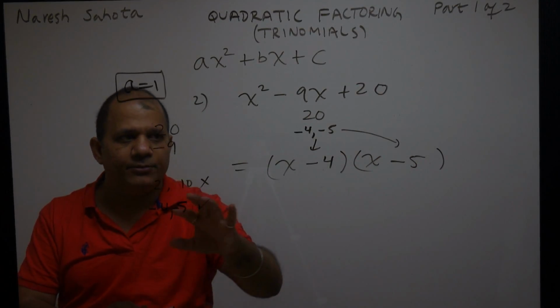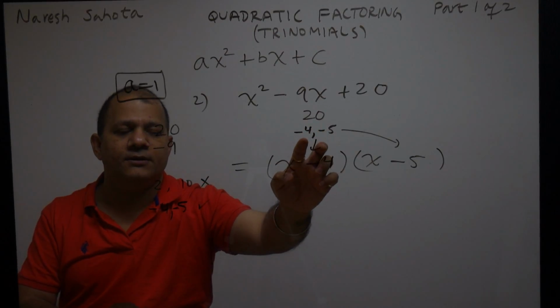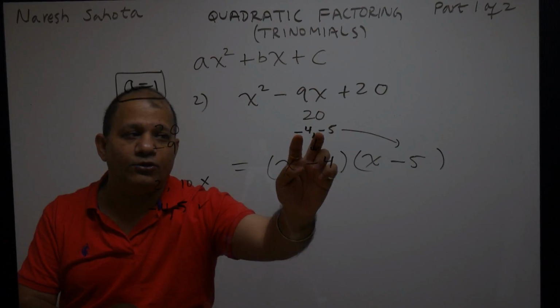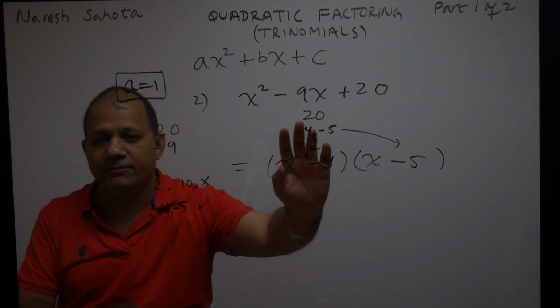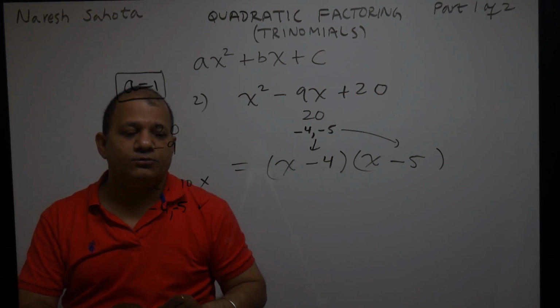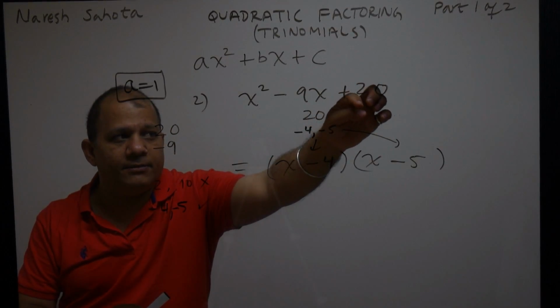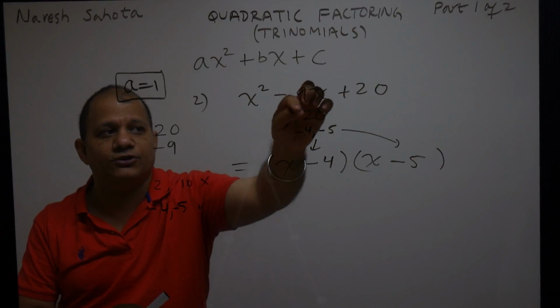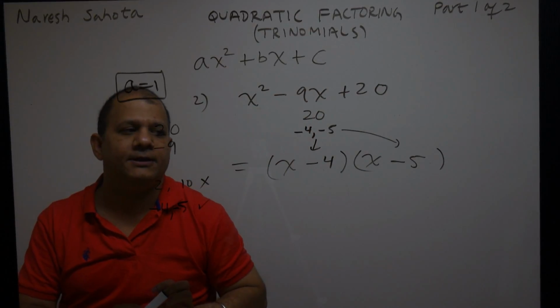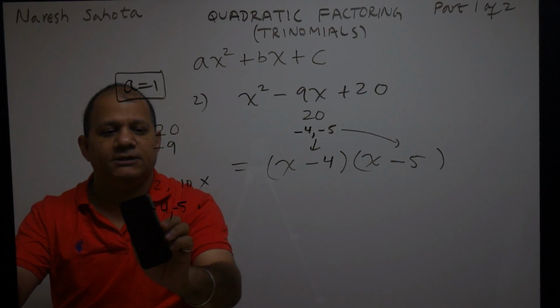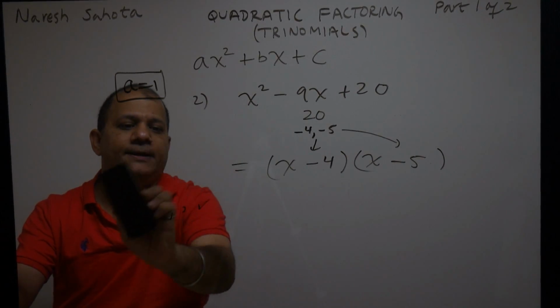So here in this example, you see that the numbers need not be positive like they were in the first example. They can both be positive, both negative, or one negative, so all those possibilities are there. It all depends on what the last term is and what the coefficient of the second term is, right? So that's the factorization there. All right, so now let's look at example 3.